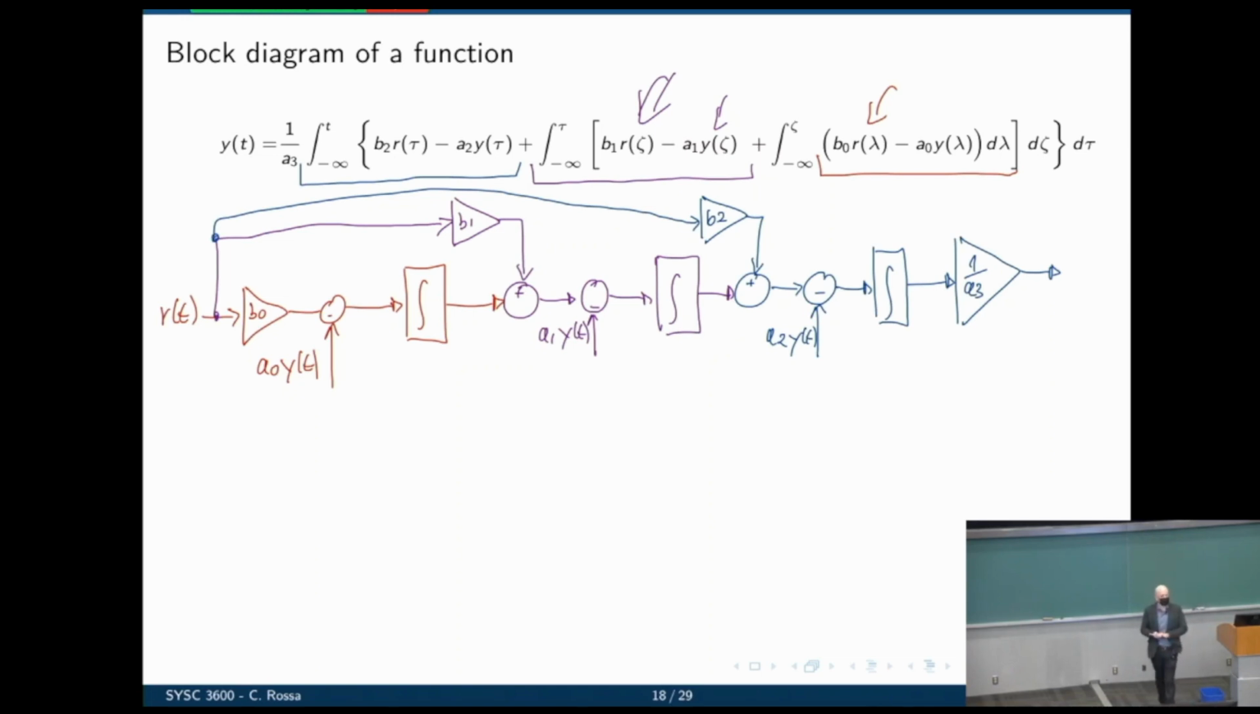What is the result? Y of t. Very good. Y of t. This is y of t. And now we have y of t. We can connect the missing information here.